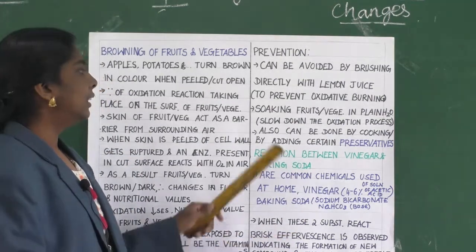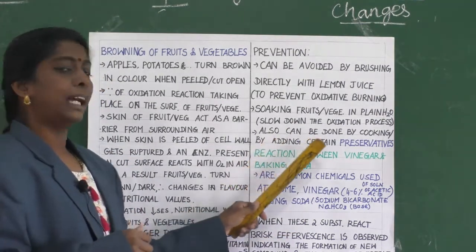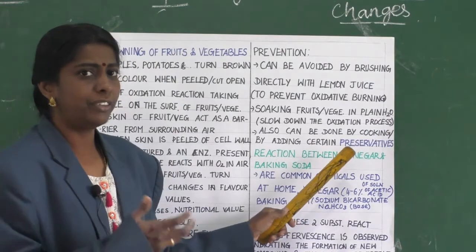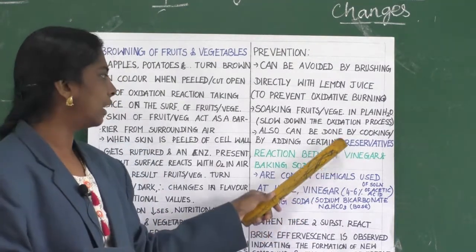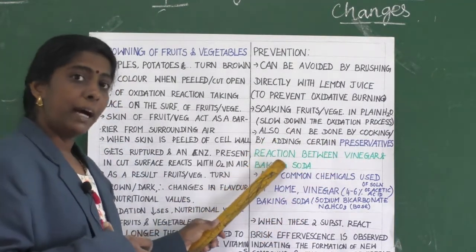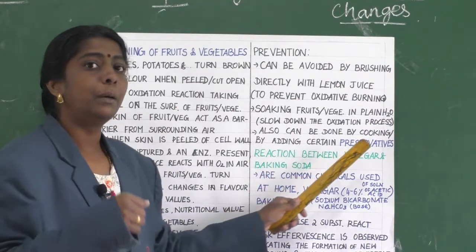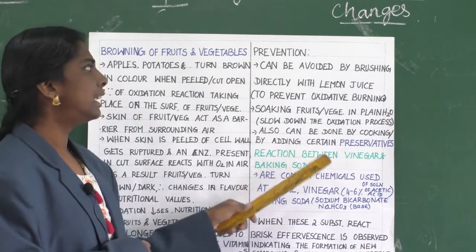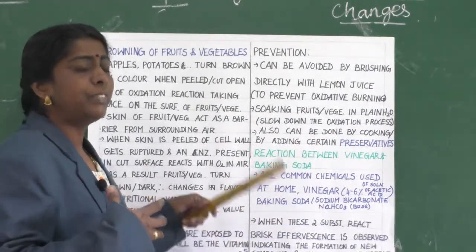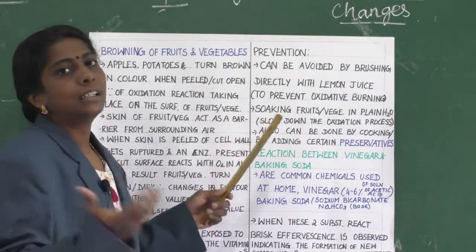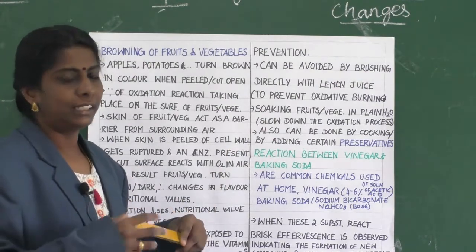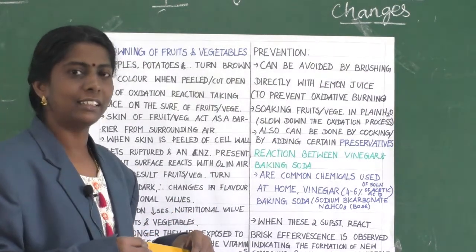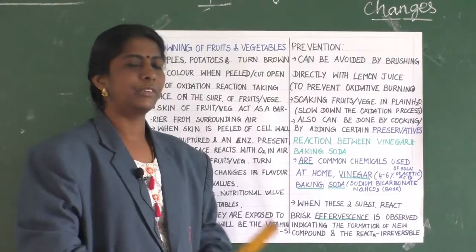Clear? Then the third step, it can also be done by cooking. If it is cooked, it won't change. Or else by adding certain preservatives. So these are some steps which we can use to avoid this change in color, brown in color. Can you understand? Yes, children.